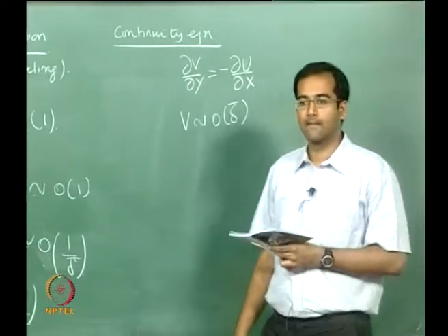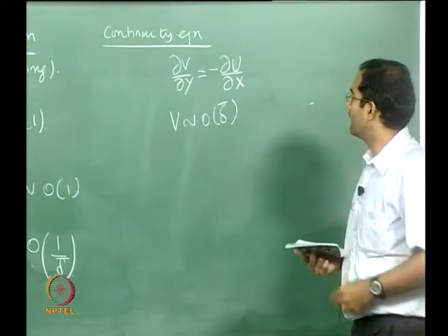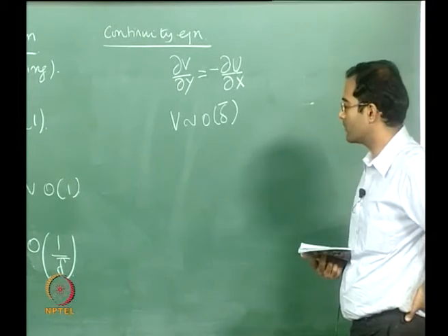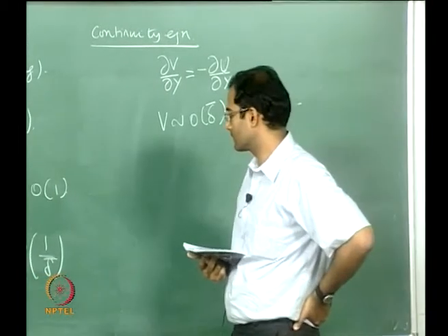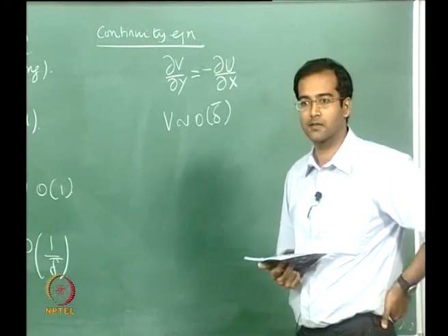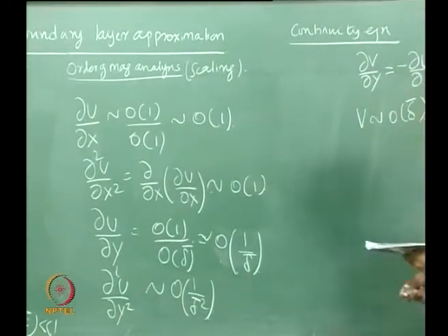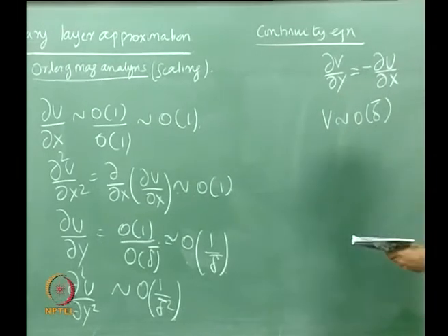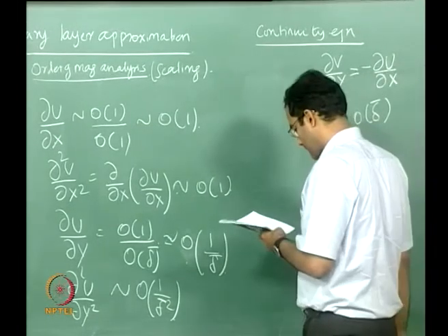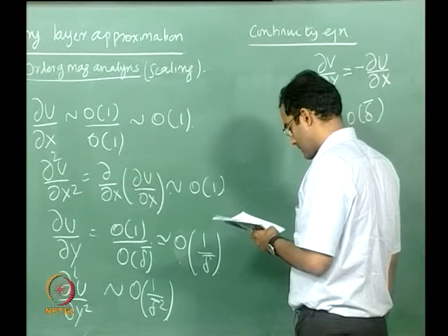Dou u by dou y is of more than order 1, sir. Dou u by dou y, by delta. Yes, we will be coming to that. So first we just write down, and then we will later say which order of magnitude is higher, which of the terms are probably more important than the other terms.